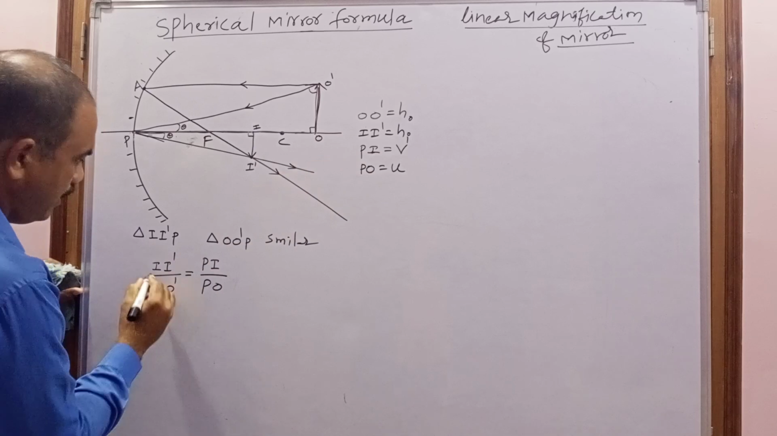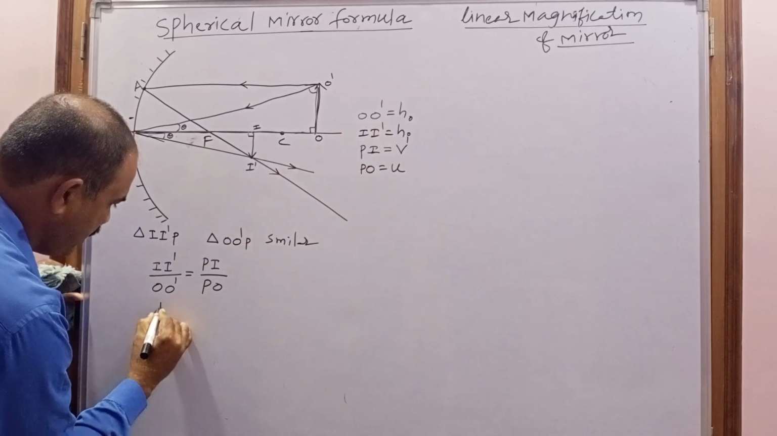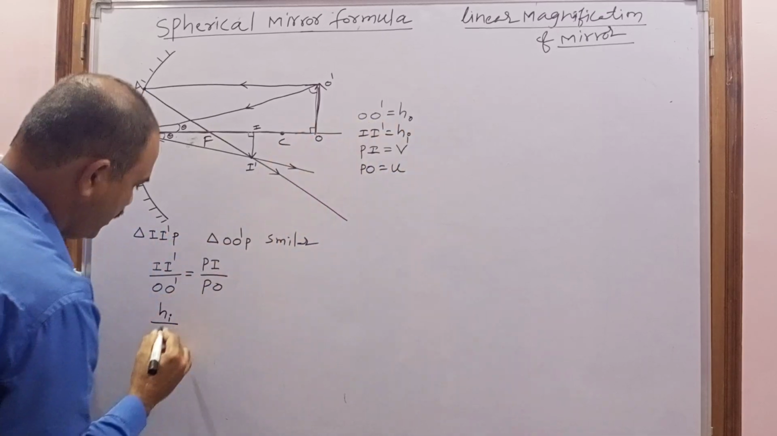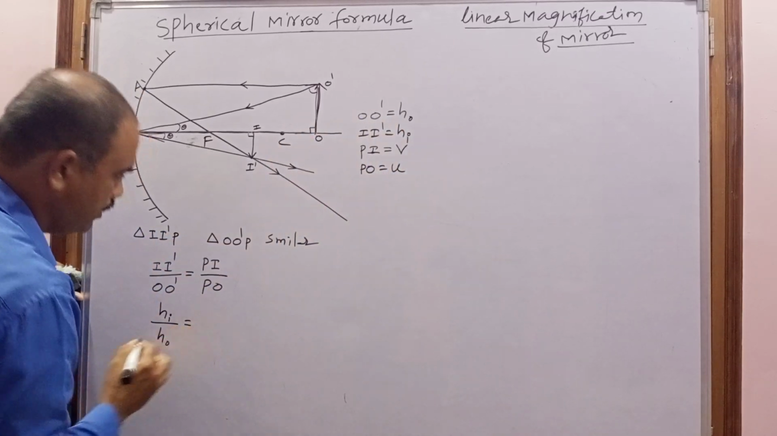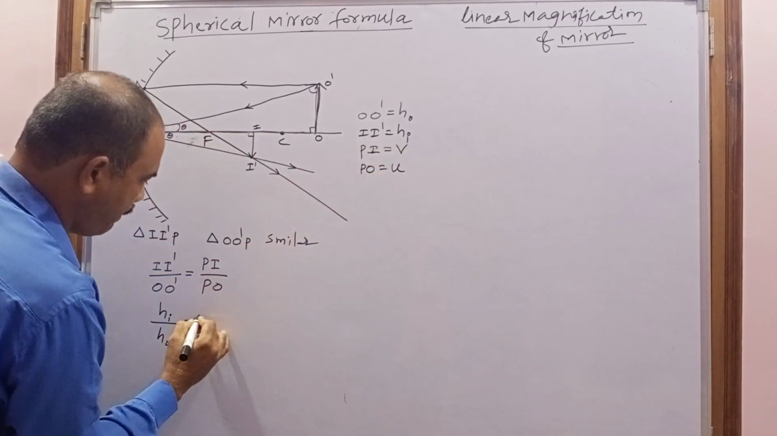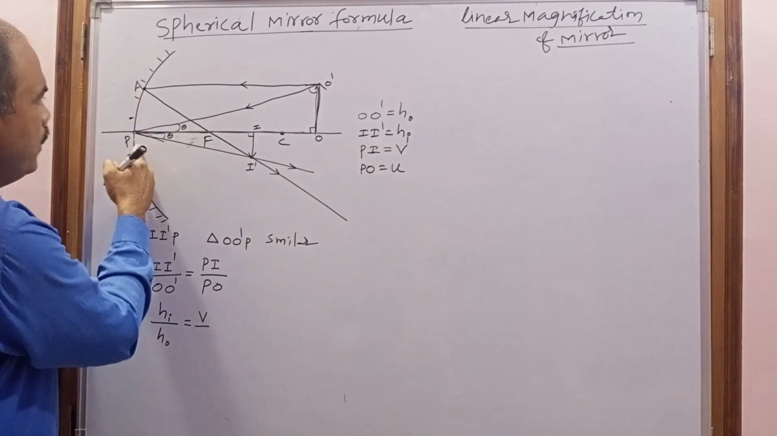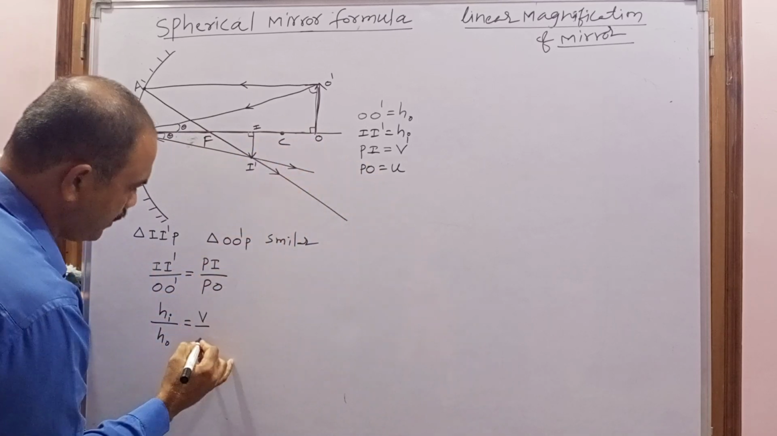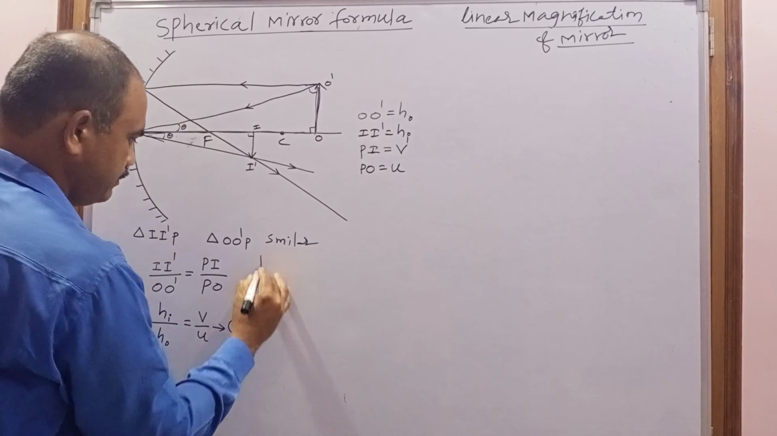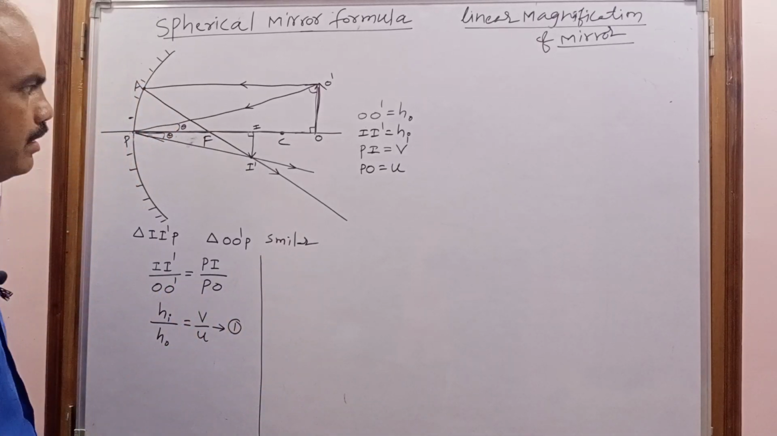So substituting here, II dash is the height of the image, HI, and OO dash is the height of the object, which is equal to PI, the pole to image distance V, by the pole to object distance U. Let it be equation 1.